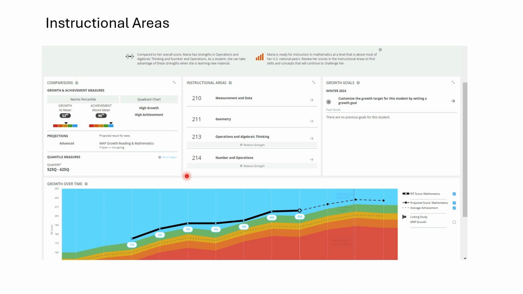Next, we're going to look at instructional areas. So in this case, we're looking at math. And this is where the assessment breaks down the RIT scores, not only to give you an overall RIT score, but then a separate RIT score for instructional areas that are tested on the assessment. So in this case, we're looking at measurements and data, geometry, operations and algebraic thinking, and number and operations.